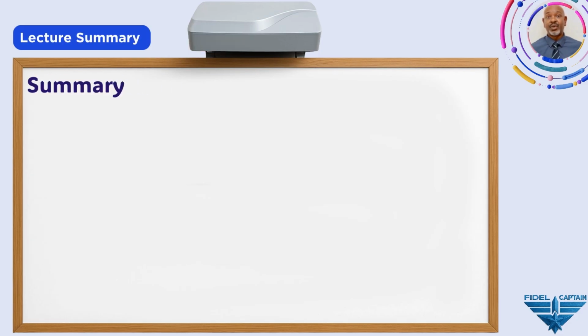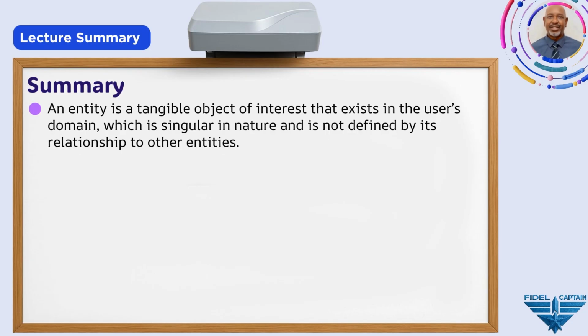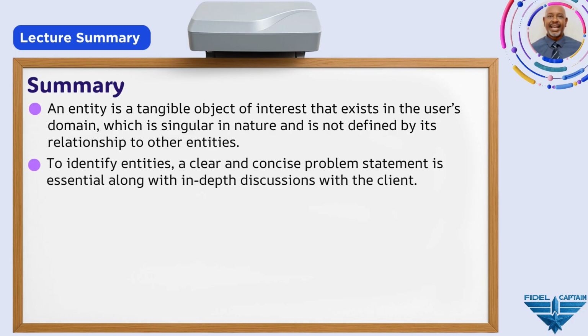Here is a summary of what we covered in this lecture. An entity is a tangible object of interest that exists in the user's domain. It is singular in nature, has a clear and independent identity within the problem domain, and is not defined by its relationship to other entities. To identify entities effectively, a clear and concise problem statement is essential, along with in-depth discussions with the client and careful analysis of the problem and the information relevant to the problem domain.